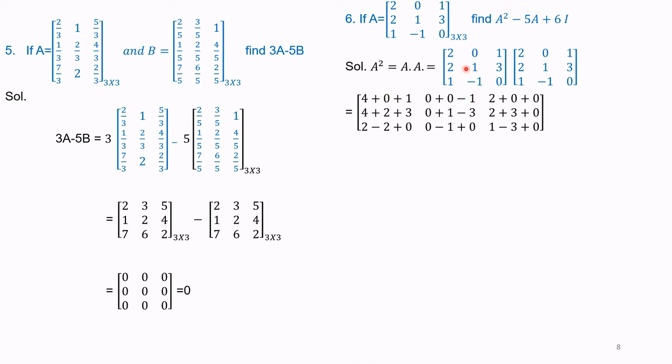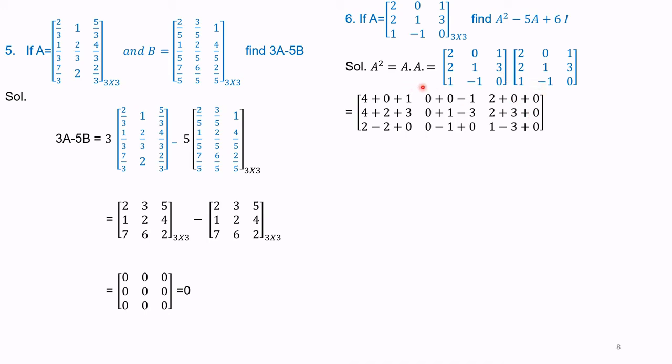Now we have to take the second row and first column. 2 into 2 is 4, 1 into 2 is 2, and 3 into 1 is 3. This is written here. Then second row, second column. 2 into 0 is 0, 1 into 1 is 1, and 3 into minus 1 is minus 3. This is written here. Then second row, third column. 2 into 1 is 1, 1 into 3 is 3, 3 into 0 is 0.